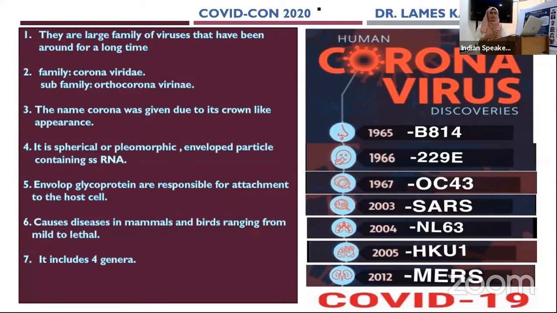This family of viruses infects mammals and birds, and they cause respiratory tract infections ranging from mild to lethal. It includes 4 genera: alpha, beta, gamma, and delta coronaviruses. Out of these, only alpha and beta are capable of infecting humans. The earliest reports of illness caused by coronavirus occurred in the late 1920s, when an acute respiratory tract infection of chickens emerged in North America. Human coronaviruses were discovered in the 1960s.